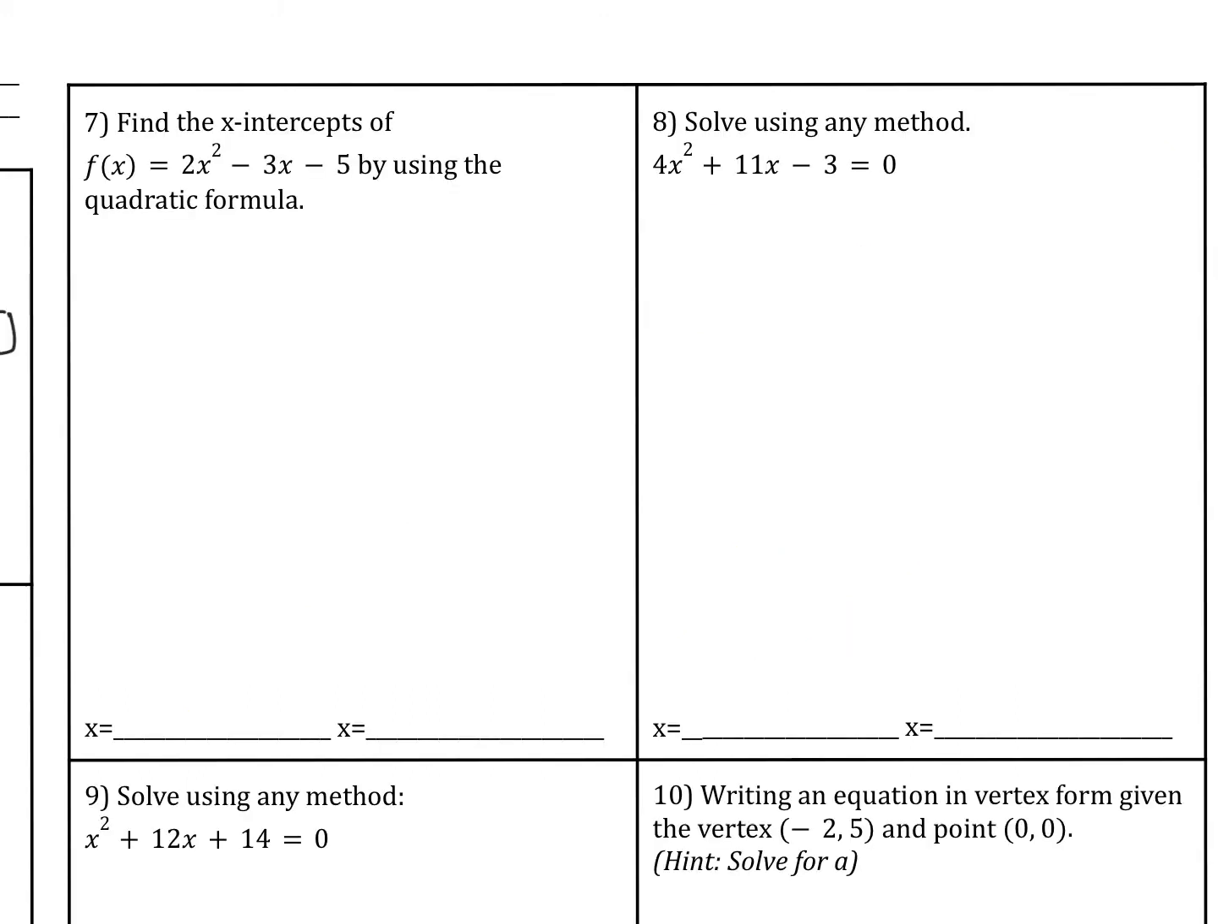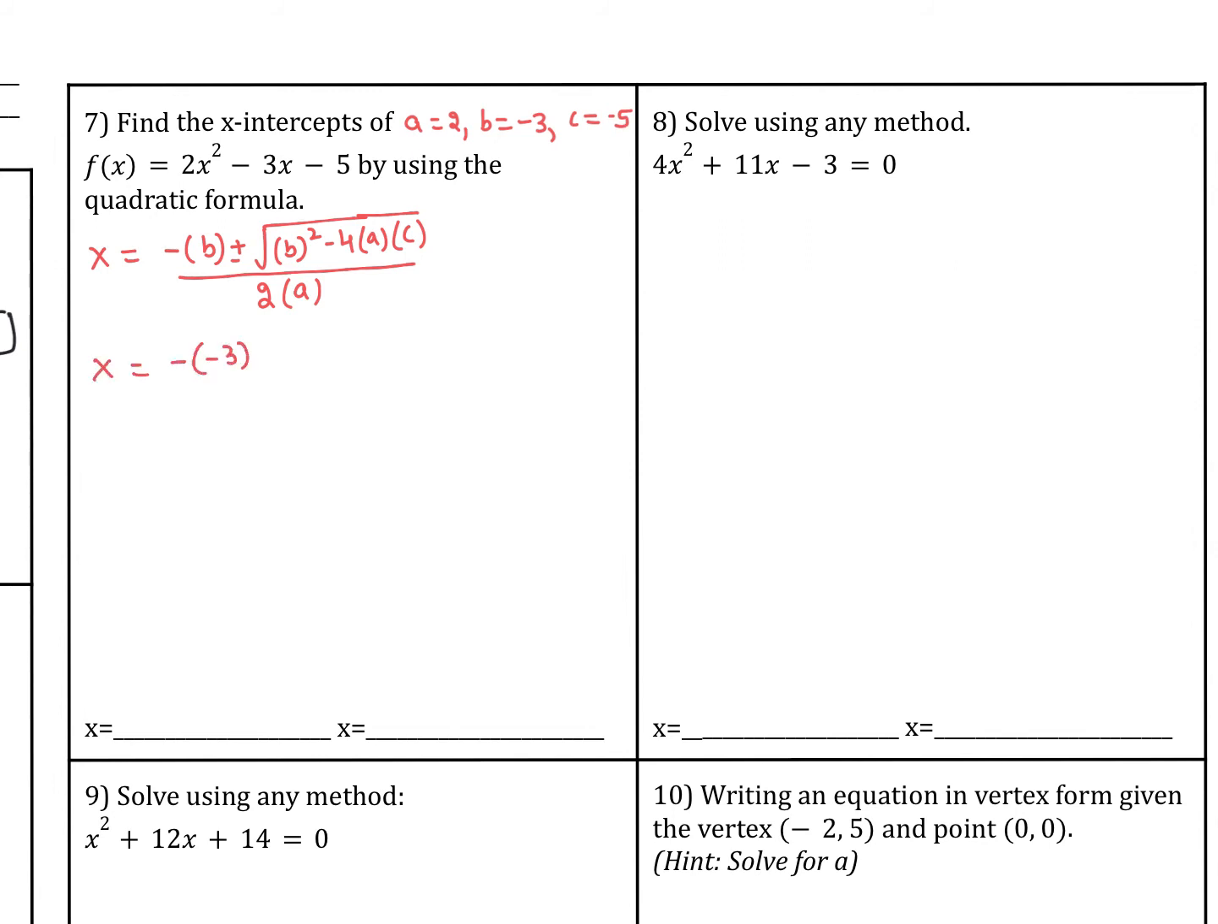For question number 7, find the x-intercept of the function f(x) equals 2x squared minus 3x minus 5 by using the quadratic formula. The formula is x equals negative b plus or minus the square root of b squared minus 4ac, divided by 2a. Here a equals 2, b is negative 3, and c is negative 5. So plug it into the formula.